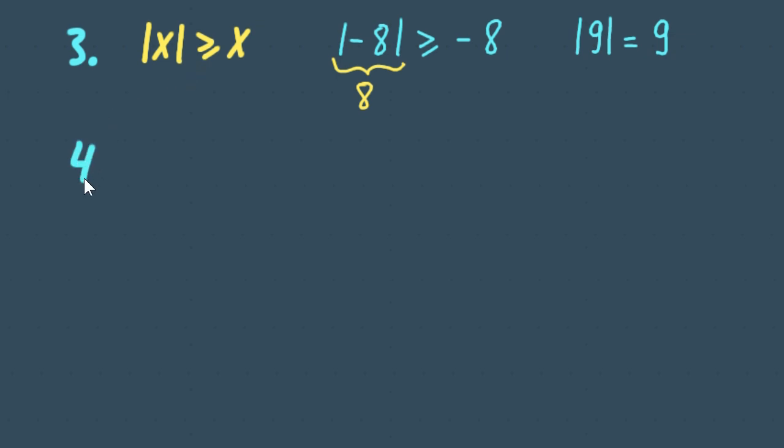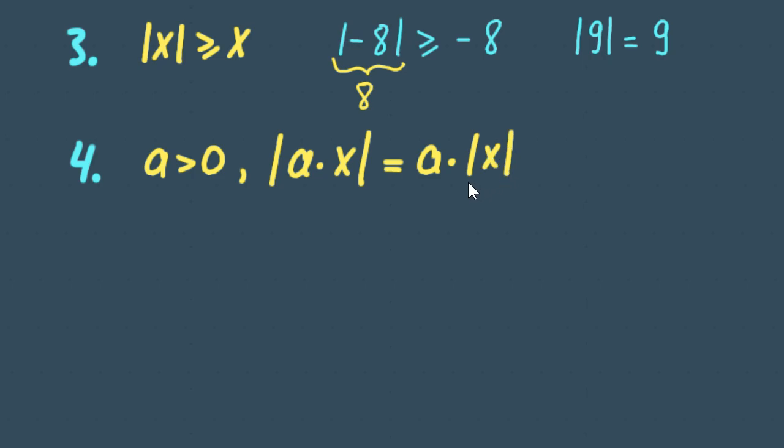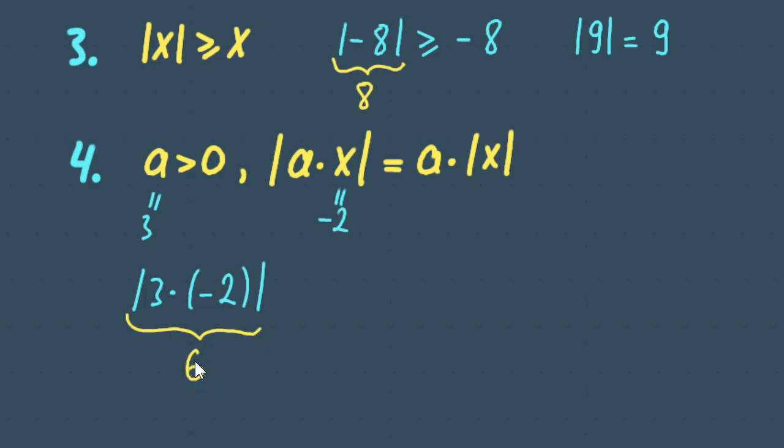The fourth property. A positive multiplier can be taken out from under the modulus sign. Consider the most difficult case, when x is a negative number. Multiply the negative number by the positive number. We get -6. The absolute value of this number will be equal to 6. And if you take 3 out from under the module sign, the product will not change. We also get 6.